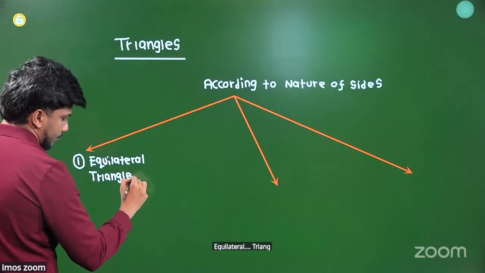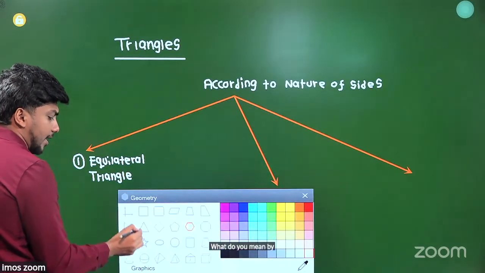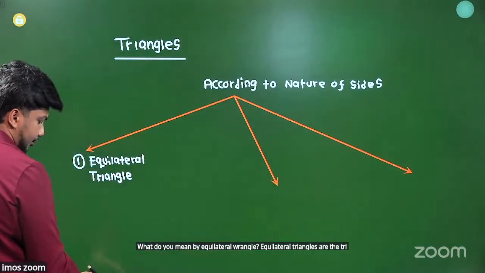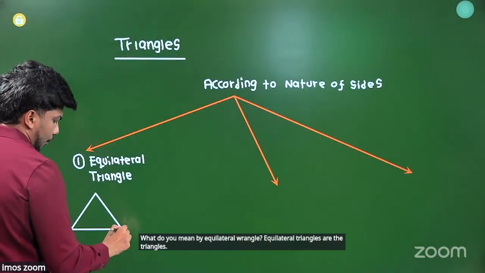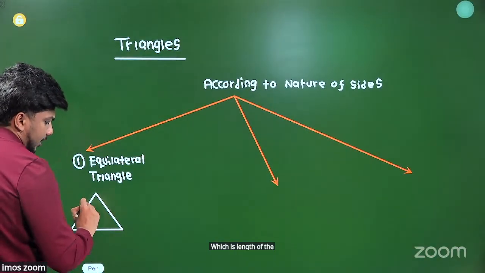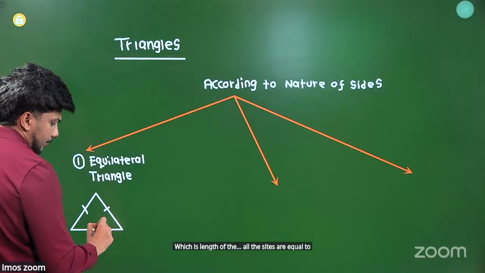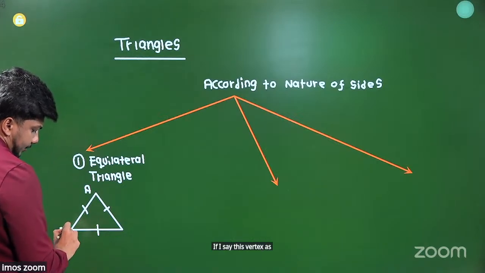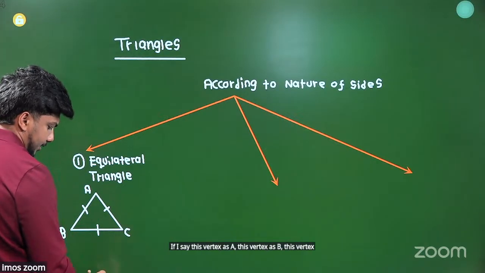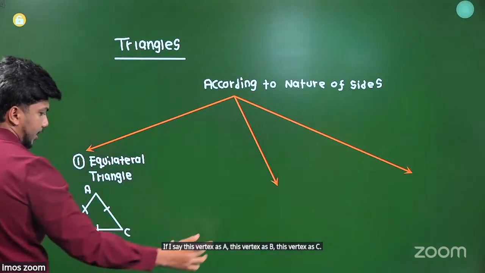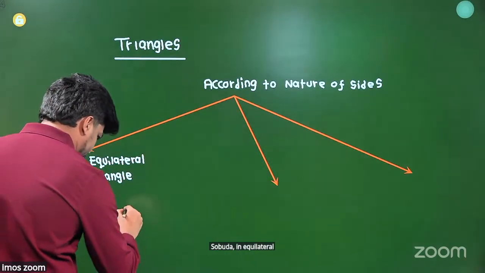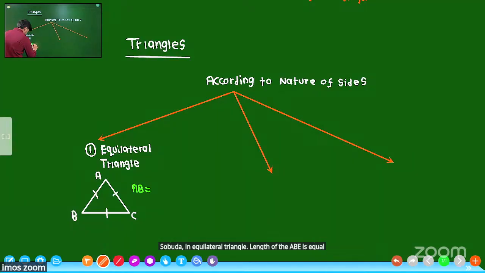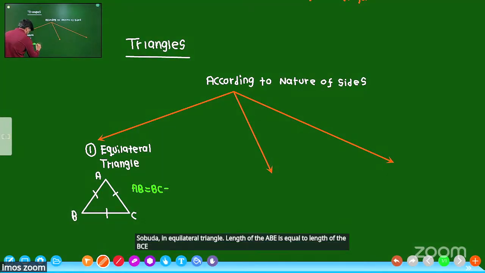What do you mean by equilateral triangle? Equilateral triangles are the triangles in which the lengths of all the sides are equal to each other. If I say this vertex as A, this vertex as B, this vertex as C, so in an equilateral triangle, length of AB is equal to length of BC equal to length of CA.